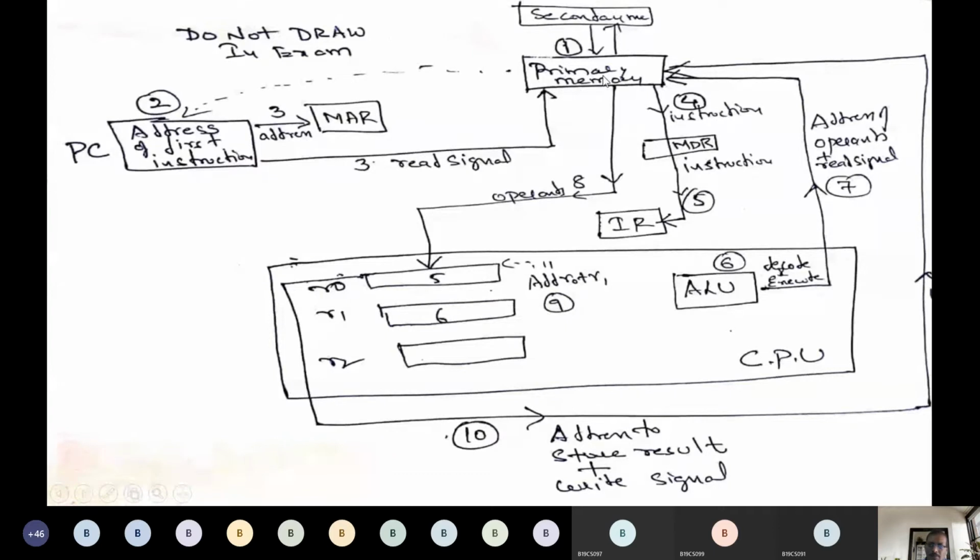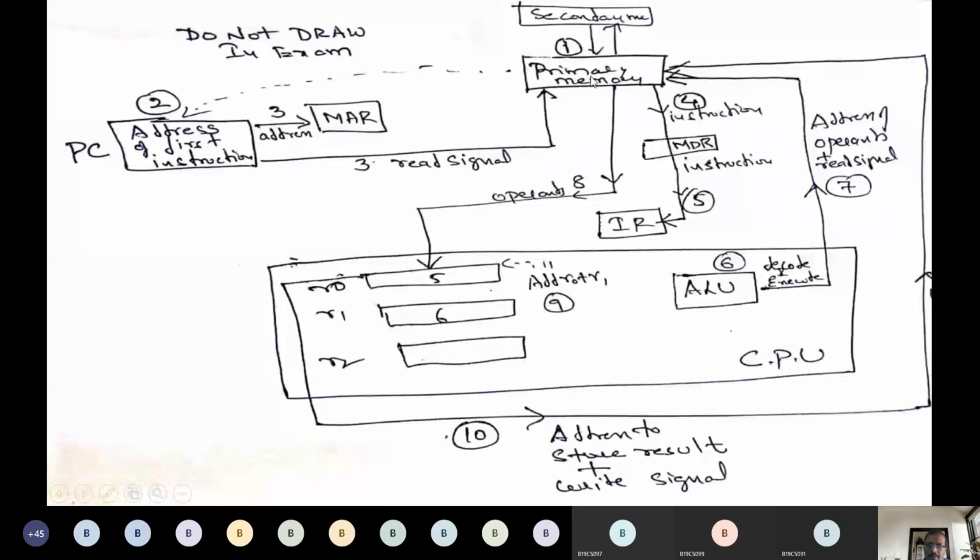Can anyone respond? Is my cursor visible on this diagram? Yes, sir. Okay, fine.